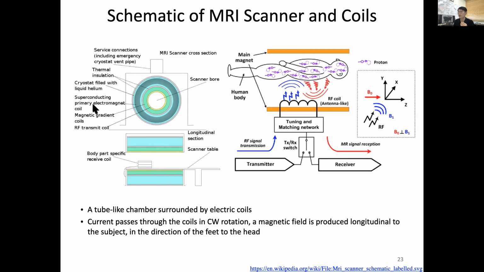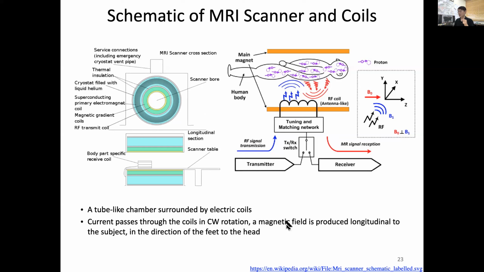So you can see superconducting electromagnetic coils. So these are coils, okay? And also current will pass through the coils in clockwise rotation. Let me tell you what this means. Let's say this view is from the foot to the head part. Then with this clockwise rotation, if the current goes this way, you will find the magnetic field at the middle will be from here into the paper. Or if it converts here, the magnetic field is from foot to head direction.